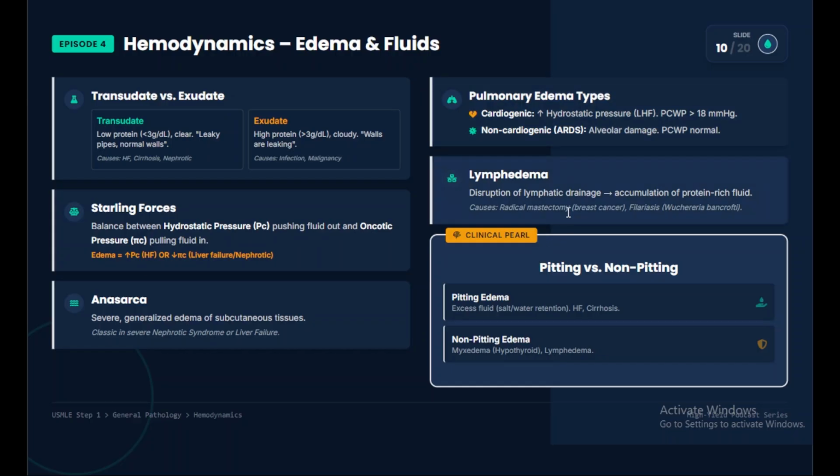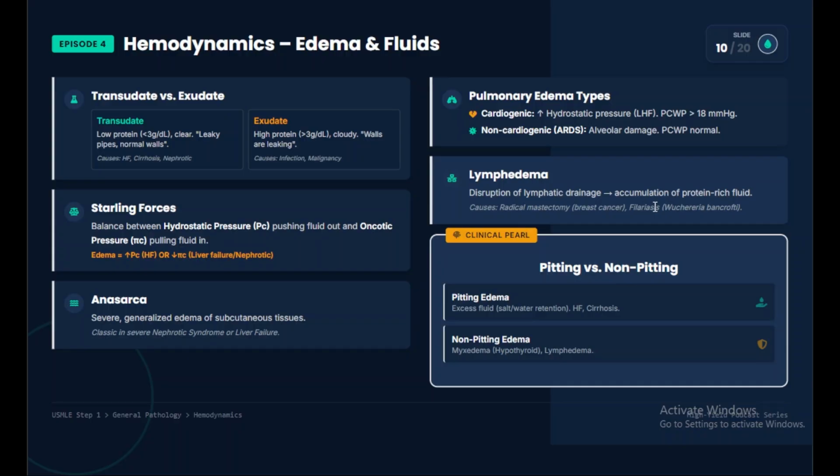Now let's talk about lymphedema. Lymphedema is a protein-rich fluid accumulation. It is caused by disruption of lymphatic drainage. The fluid is protein-rich, unlike most transudates, and the classic causes of lymphedema are radical mastectomy, lymph node removal, and filariasis, which is caused by a parasite called Wuchereria bancrofti, a tropical parasite.